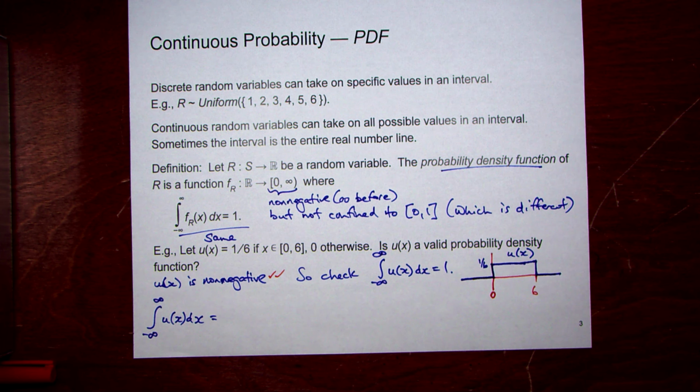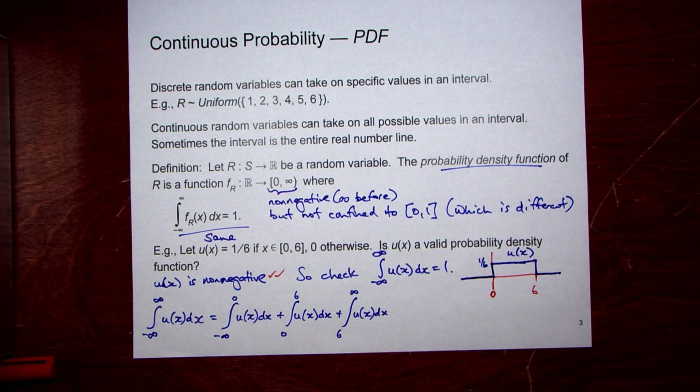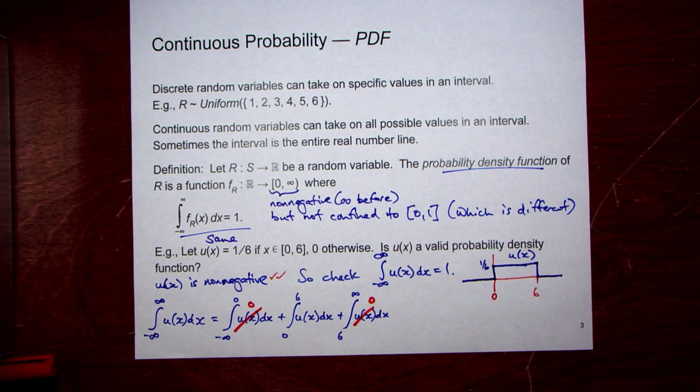Let's quickly do that. The way to really do this, or at least conceptually for me, is to break it up into its three pieces. There's the bit that goes up to 0, there's the bit between 0 and 6, and there's the bit from 6 to infinity. But this ends up being 0, and that's 0, and the integral of 0 is just 0, so that's easy. So those go away. And this function here is 1/6.